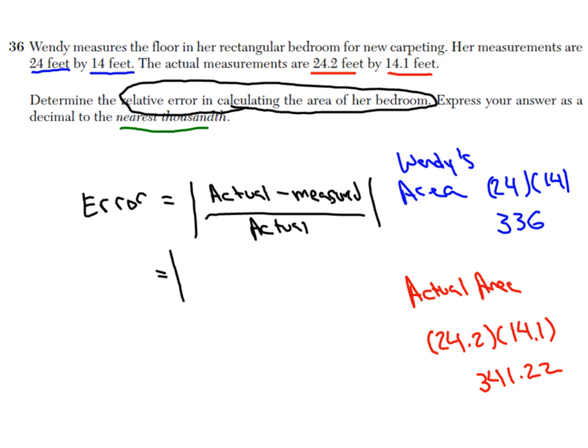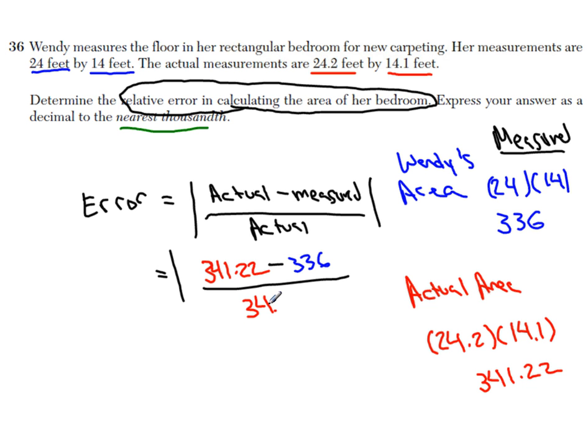So it's going to be the actual area, that's 341.22, minus the measured area, or Wendy's area. Maybe I should have just called it that from the beginning. This is the measured area right here. It's what Wendy measured. So the measured area is 336. And that over the actual area, so that's 341.22.